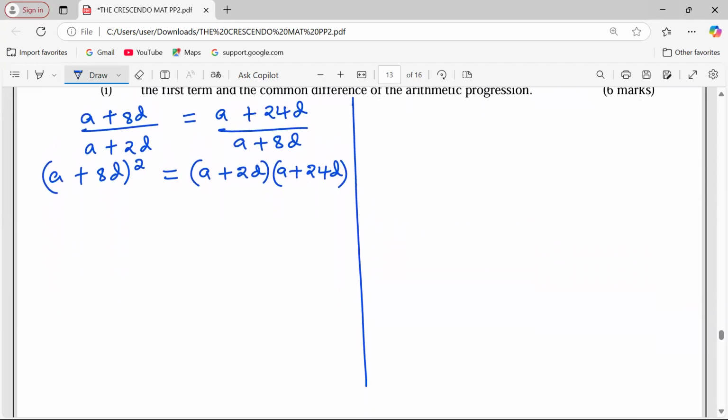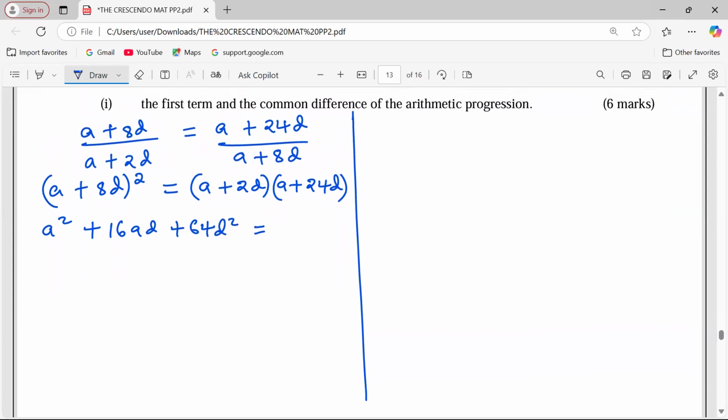So here we will have A squared plus 16AD plus 64D squared. This is equal to, when we expand the right-hand side, we take A times everything in the second bracket, so it will be A squared plus 24AD. Then we add, when we take 2D and multiply by everything in the second bracket, 2AD plus 48D squared. Now with this, we can group terms.